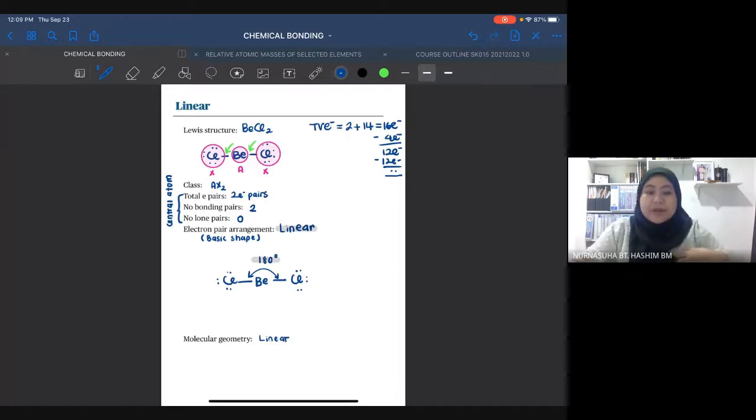So actually that's how we answer the question lah. So first, kalau kita nak lukis dia punya bentuk, kita kena tahu dulu Lewis structure. Kenapa kena tahu Lewis structure? Sebab daripada Lewis structure tu kita nak tahu berapa banyak electron pair, bonding pair and lone pair. Daripada situ kita akan predict dia punya nama shape lah.